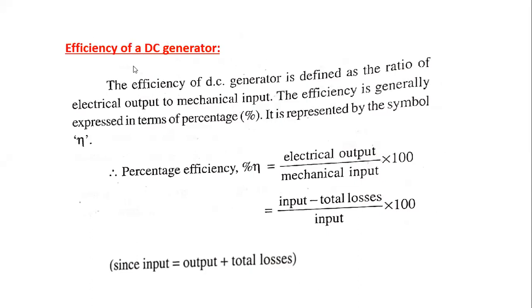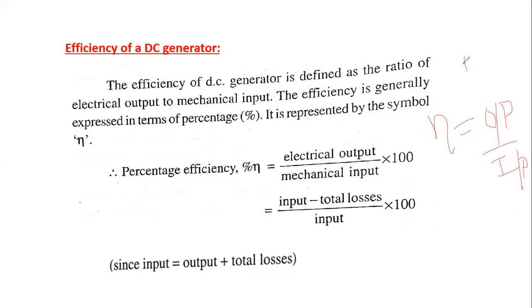Next, coming to the second topic, that is the efficiency of a DC generator. What is the formula for that efficiency? The efficiency is denoted by eta. Normally, the efficiency is output by input. How do we calculate the efficiency for any machine? That is output by input.